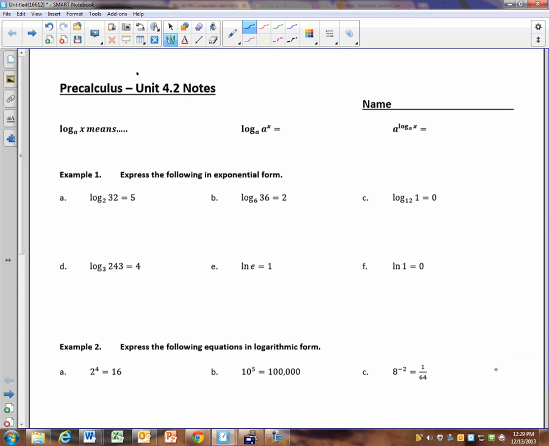Today we want to talk about logarithms, and we want to be able to evaluate logarithms and rewrite them in terms of exponents. So the first thing we're going to write down is log base a of x. What does a logarithm actually mean? That's just another way of writing a to some power is equal to x.